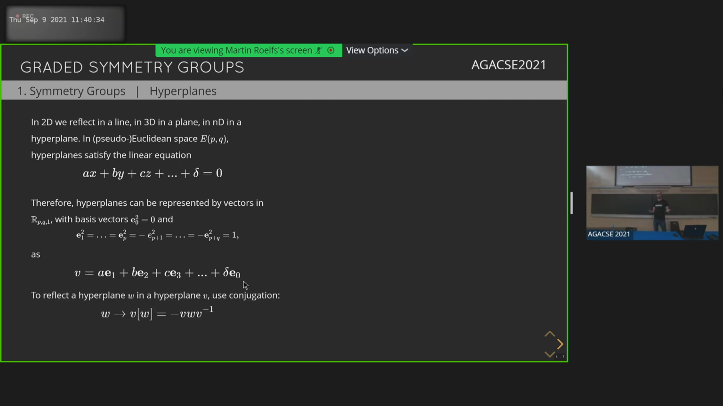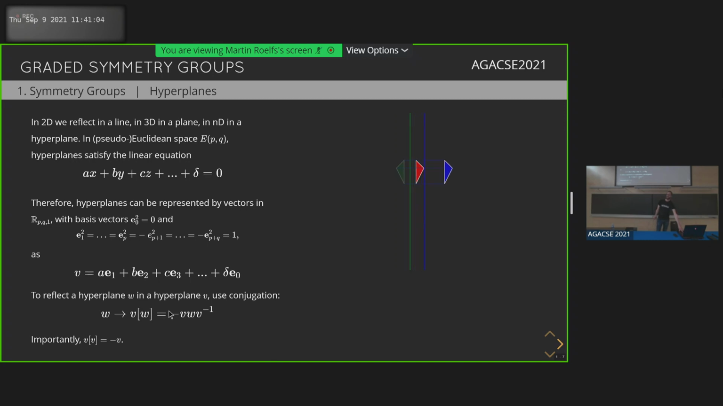And in order to reflect in a hyperplane, we then use conjugation, right? So if I have a hyperplane W and I want to reflect it in a hyperplane V, you just use the conjugation formula that we used. And this minus sign here appears because of the orientation. We expect that if you reflect in a mirror in itself, its front and back side flip. So the orientation should flip, and that explains the minus sign.